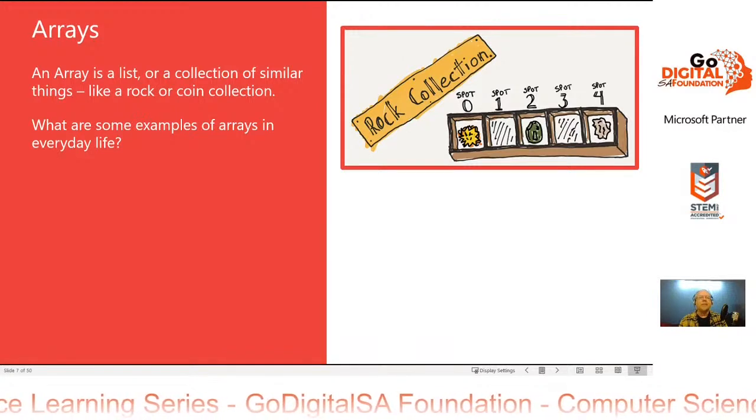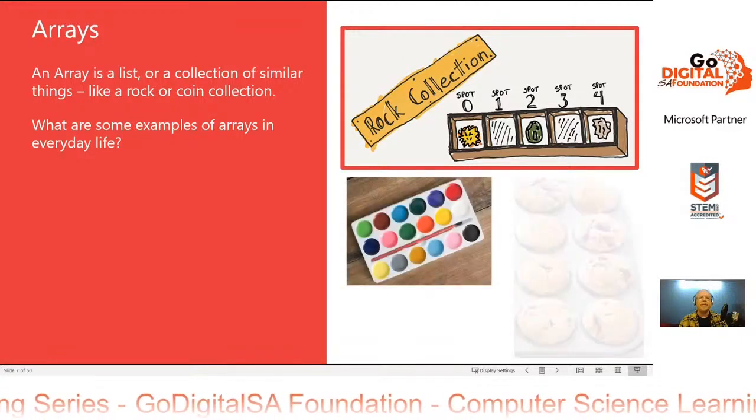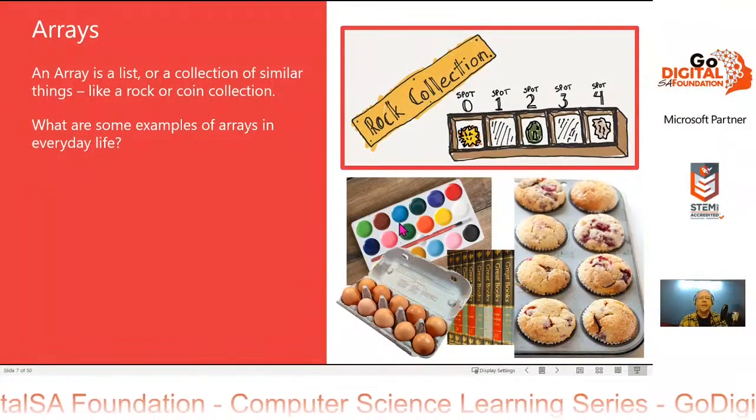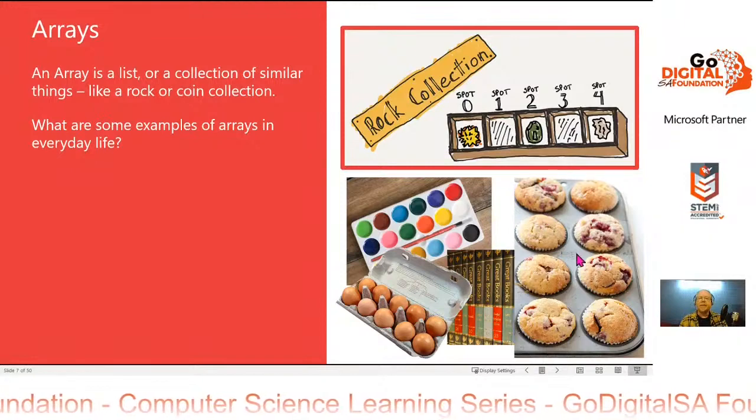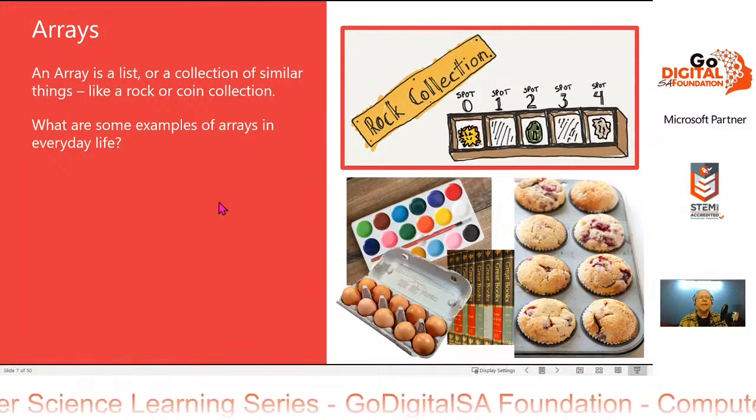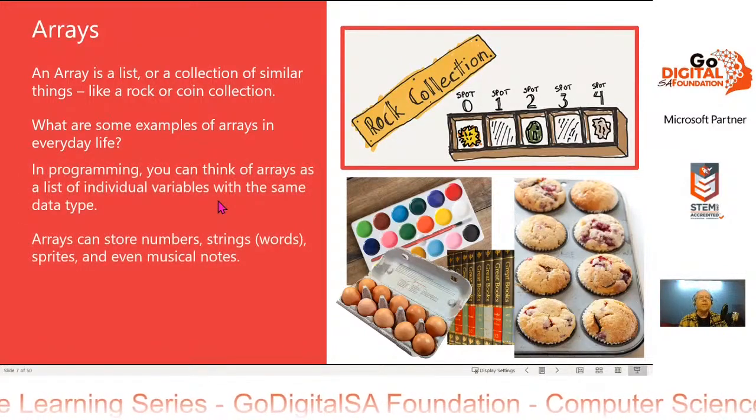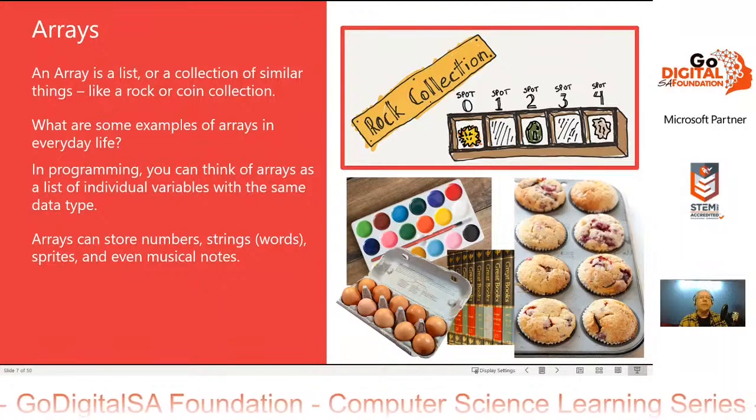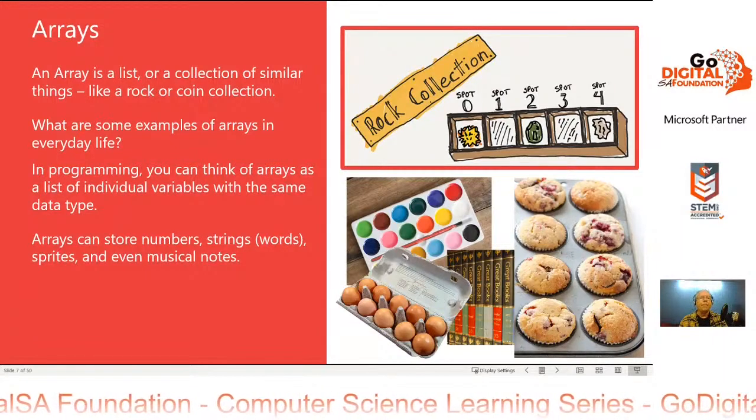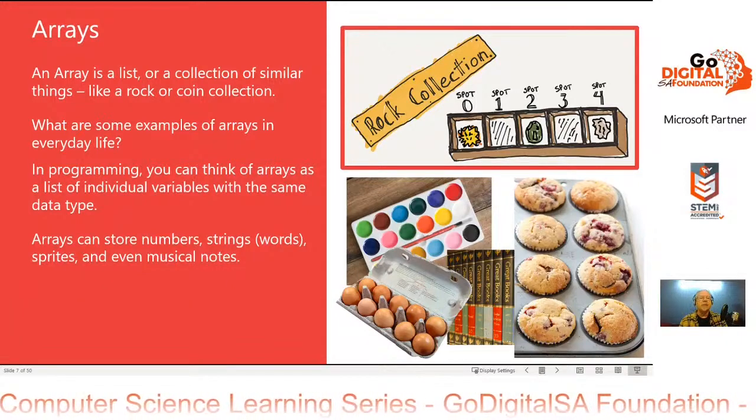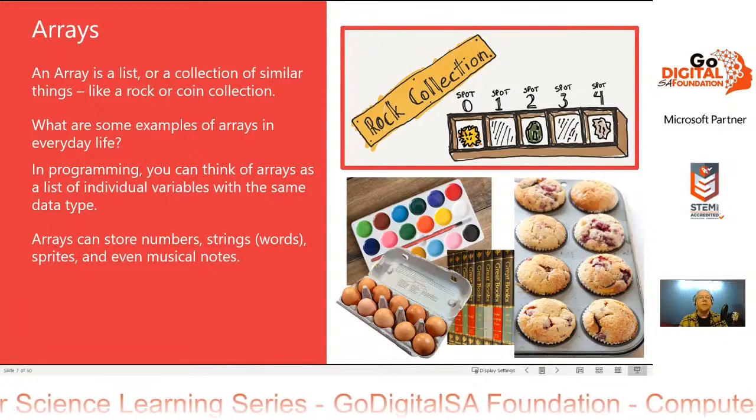What are some examples of arrays in everyday life? It's whenever you've got a collection of anything. Here we've got a collection of different colors of paint. Here we've got different cupcakes. Here we've got books. Here we've got a collection of eggs. So in programming, you can think of arrays as a list of individual variables with the same data type. Arrays can store numbers, strings, or words, sprites, and even musical notes.